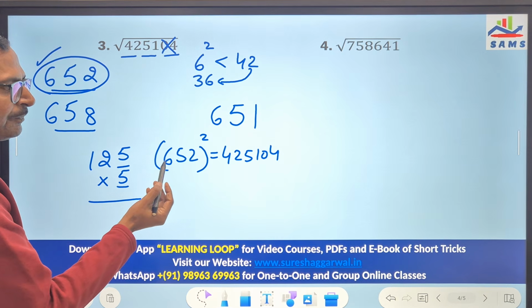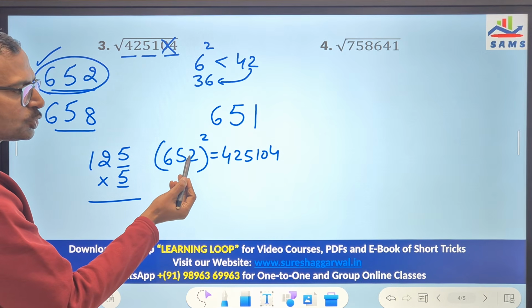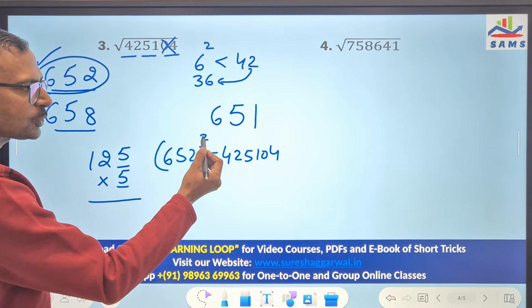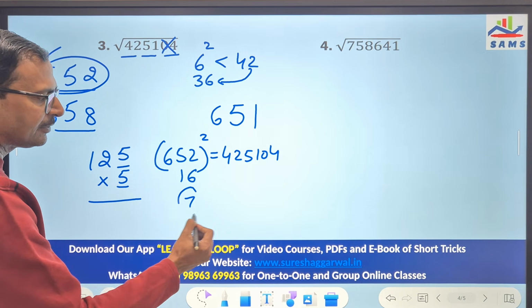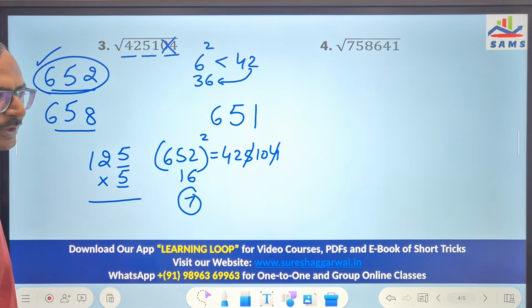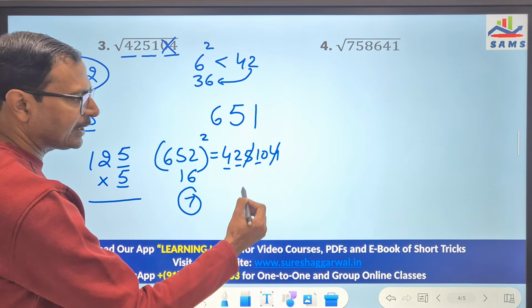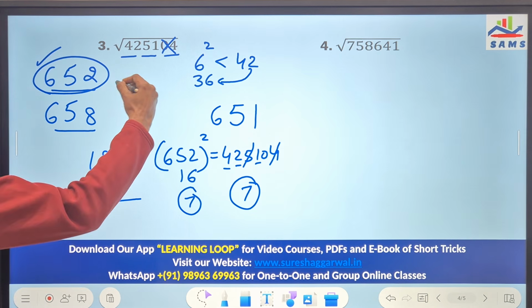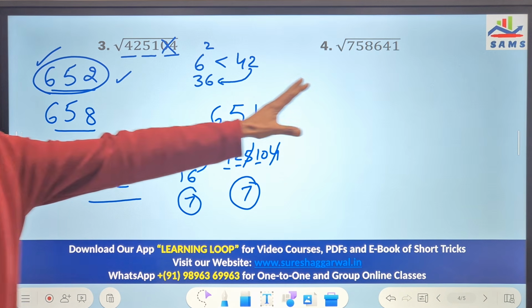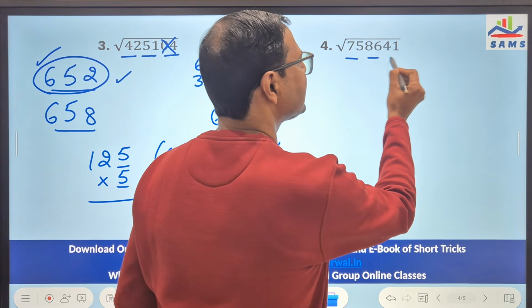We can check it. 6 plus 5, 11 plus 2, 13. 13 means 1 plus 3, 4. 4 square is 16. So 7. 1 plus 6, 7. Now here 5 plus 4, you can cancel out the 9. So 4 plus 2 plus 1, 7. And therefore the answer is 652. And the last question here, 75, 86, 41.